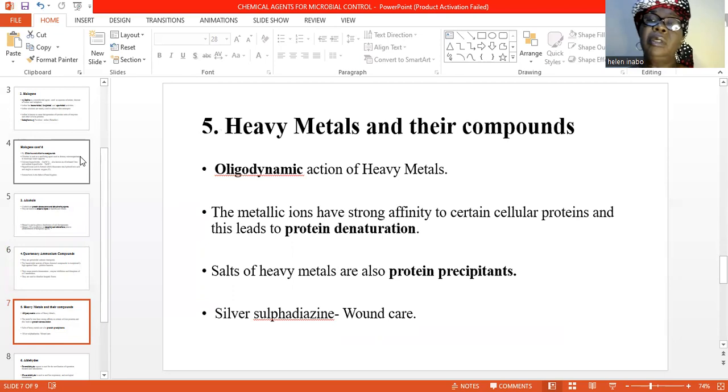Heavy metals are known to have detrimental effects on microorganisms. They exert what is called oligodynamic action. Oligodynamic is a word that was formed from two Greek words. Oligos means small amount, dunamis means power. So the oligodynamic action of heavy metals simply means they exert great power or detrimental effect when used in small quantities. So the metallic ions of these heavy metals have very strong affinity to certain cellular proteins, and this leads to denaturation of proteins. Salts of heavy metals are also known as protein precipitants.